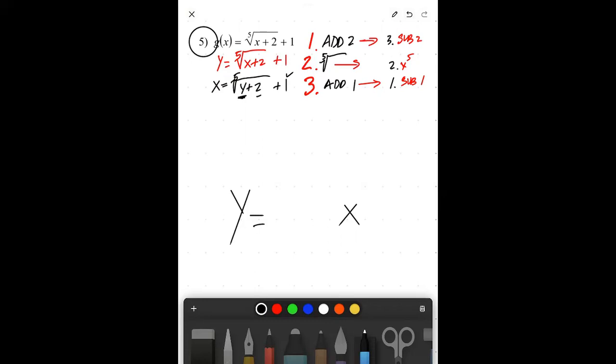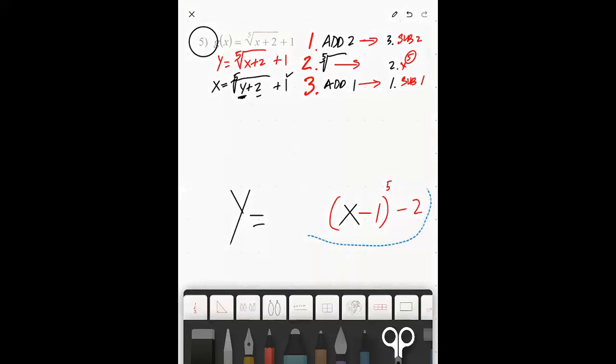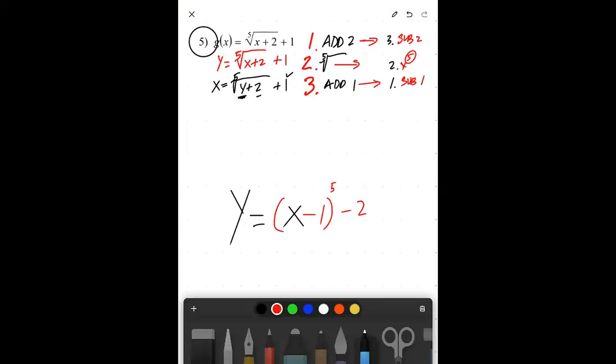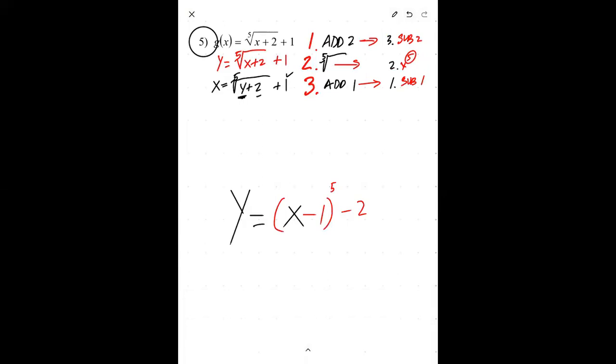So I go down to the x and I'm going to subtract 1. And then I'm going to take that entire quantity and raise it to the 5th power. And then I'm just going to subtract 2. Now let me clean this up a little bit. I'll bring it over here. All right, so now we're finished. We just have to rewrite it with the proper notation.